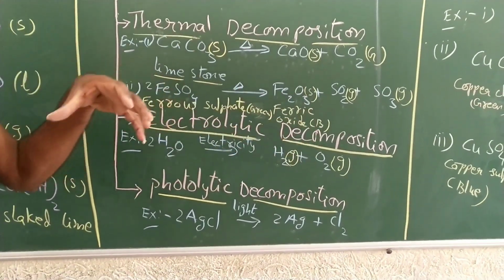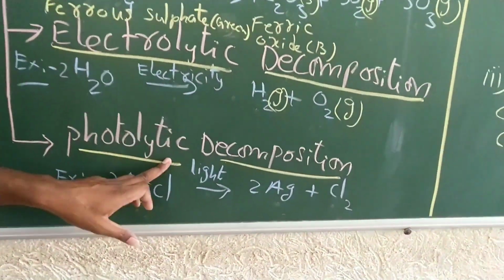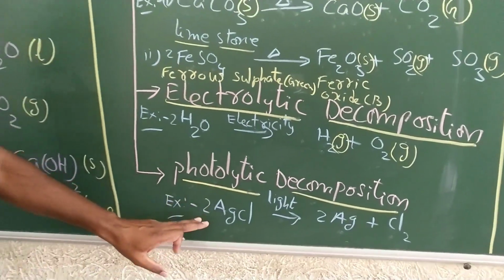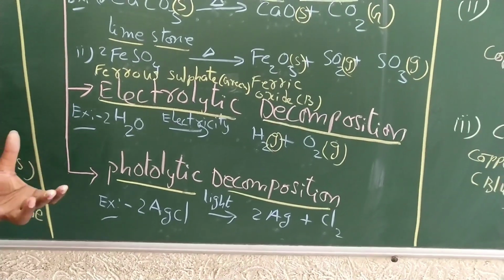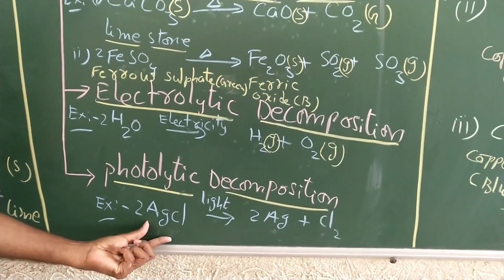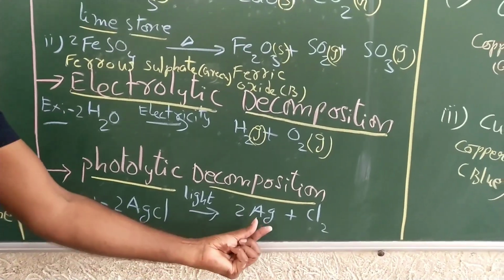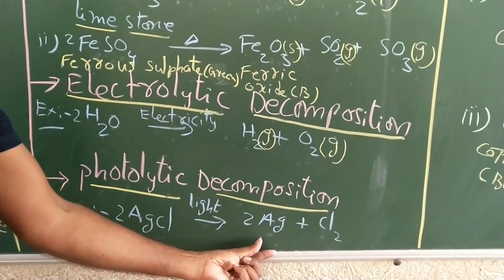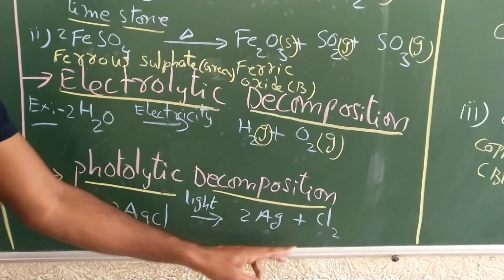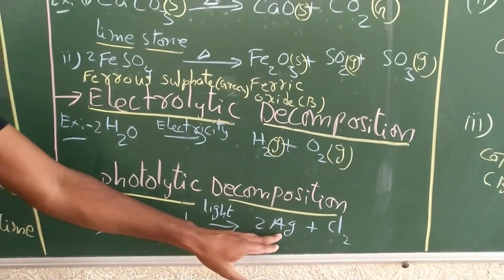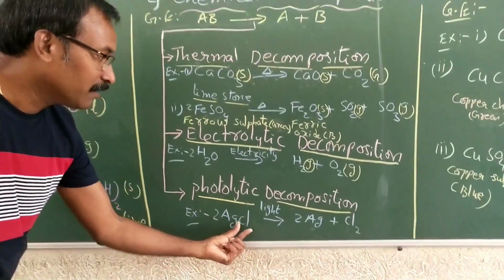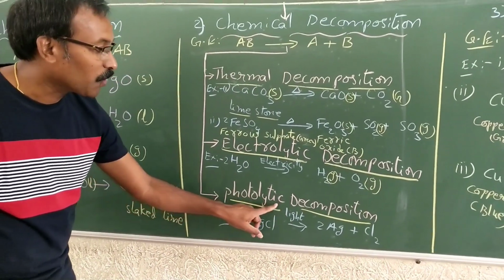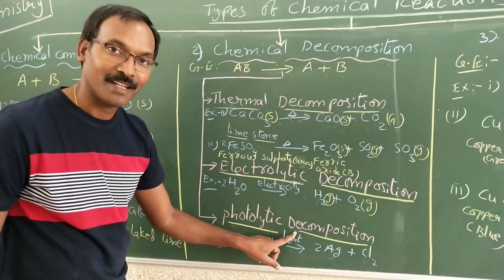Clear? The next factor we have is photolytic decomposition. We all know very well that photo means light. If the reaction happens in the presence of light, that is called photolytic decomposition. Silver chloride, when exposed to light, gives you silver and chlorine gas. Silver is a solid, whitish in color, and chlorine gas is produced. Here one complex compound is giving you simpler elements, that's why it is called decomposition. Since it happened in the presence of light, it is called photolytic decomposition.